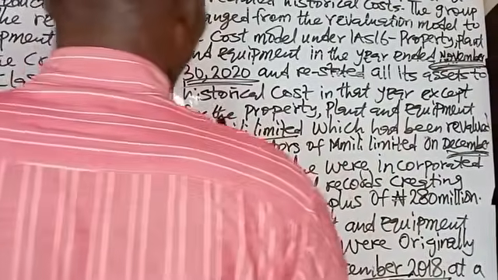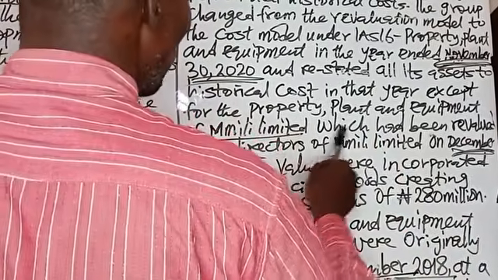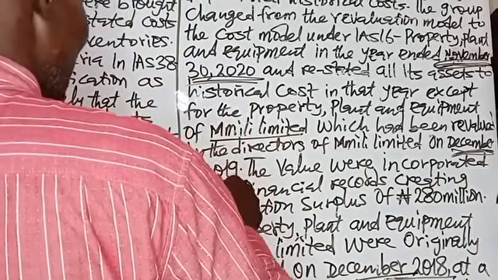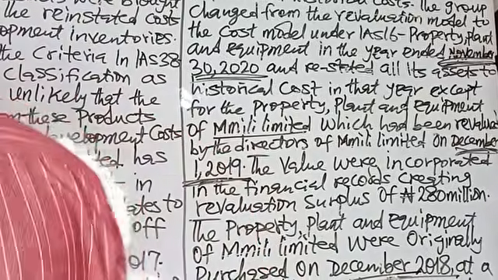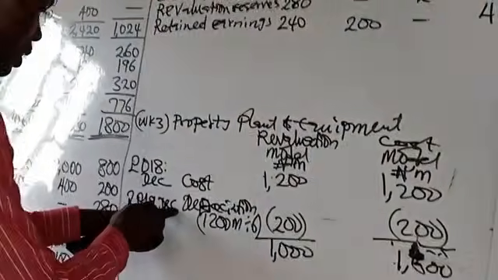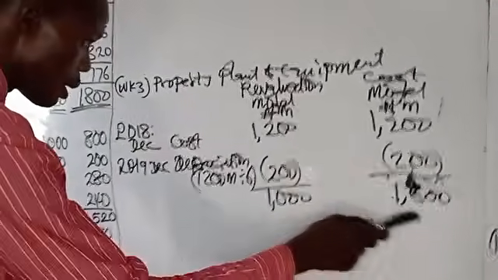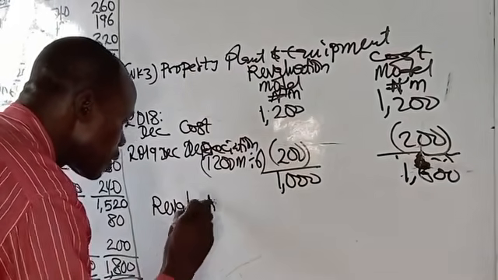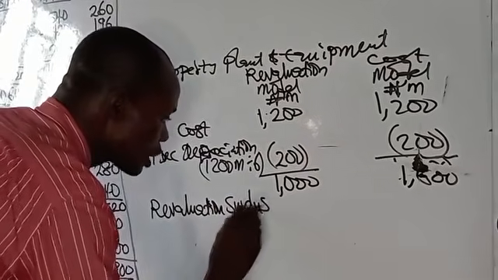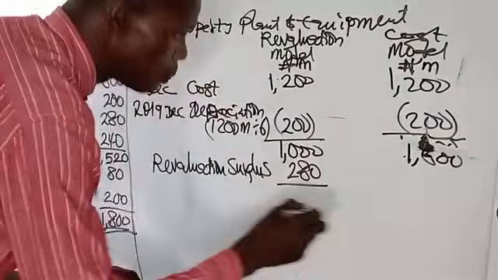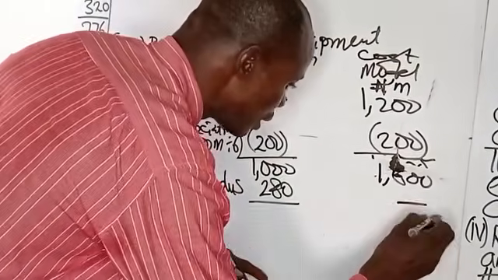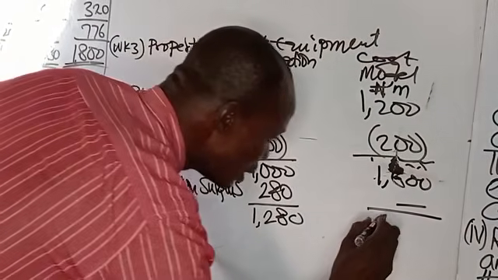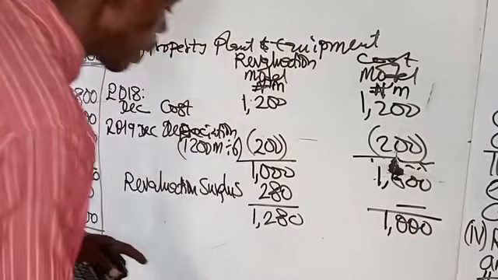So in that year, except for the property, plant, and equipment of Mainly Limited, which had been revalued by the directors on December 1st, 2019, just a year after the end of this current reporting period. So you have revaluation now, 2019. Under the revaluation model, you have a revaluation surplus of 280, but under the cost model, revaluation surplus is nil. So you'll be having a carrying amount of 1,280, but under the cost model you will still be having 1,000, which is 1 million.